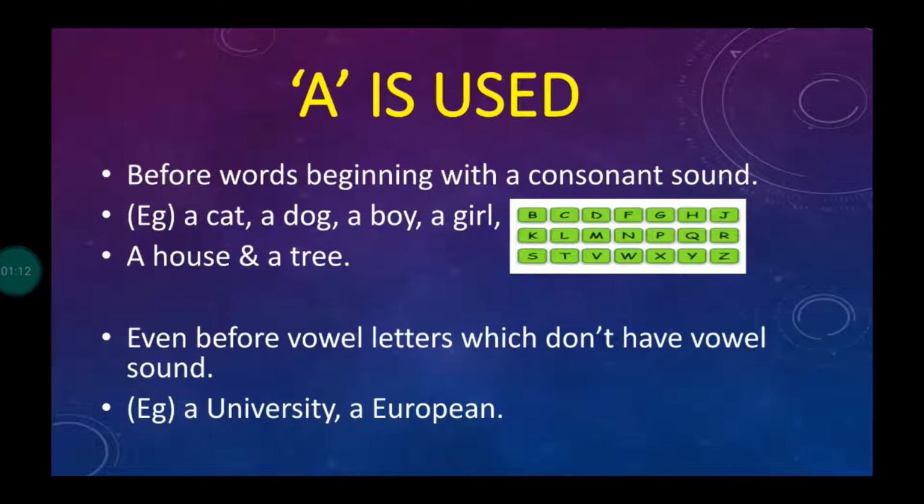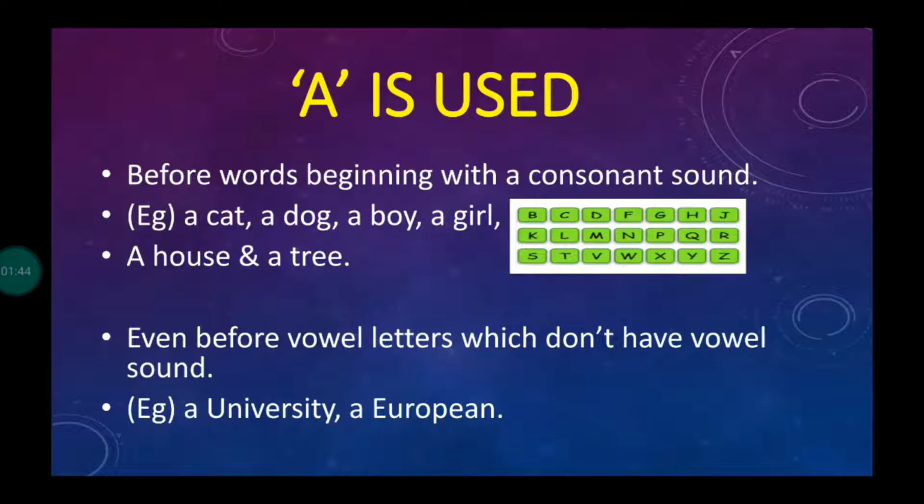To begin with, a is used before words beginning with a consonant sound. Now, in the English language, we have an alphabet and we have 26 letters in the English alphabet. But 5 are vowels and 21 are consonants. So, when we say A, E, I, O, U are vowels, the remaining are called consonants. So, a is used with words which begin with a consonant sound.